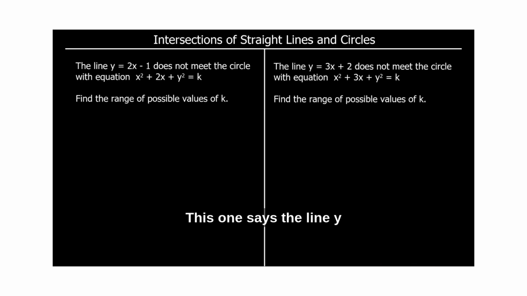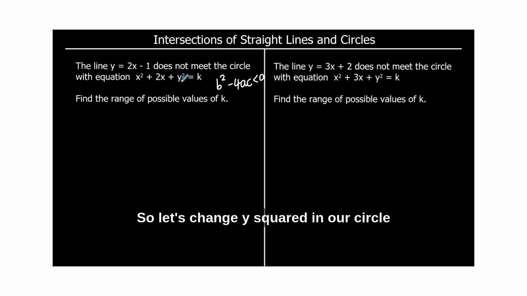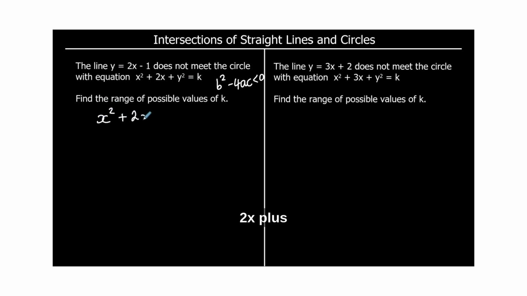This one says the line y equals 2x minus 1 does not meet the circle with equation x squared plus 2x plus y squared equals k. Find the range of possible values of k. So it does not meet, so the discriminant will be negative, less than 0. So let's change y squared in our circle equation into (2x minus 1) squared. So x squared plus 2x plus (2x minus 1) squared equals k.